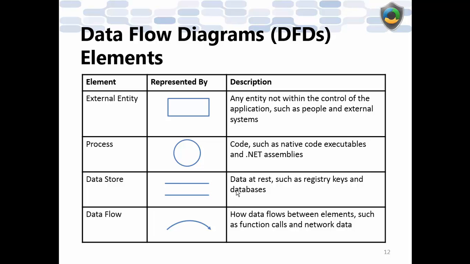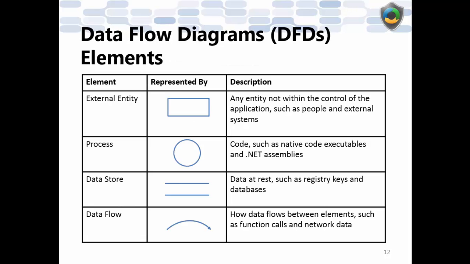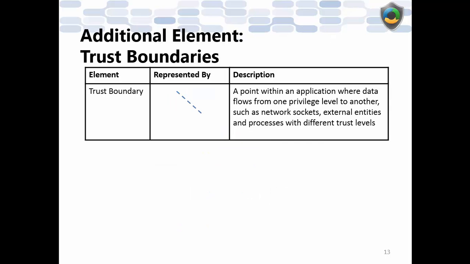The fourth element is the data flow element, and that's an arrow. It doesn't have to be curved like this, but the idea is it describes how data flows from element to element. Now we mentioned trust boundaries before. These are basically the four elements that are used for DFDs in a standard way, but Microsoft has added another element here. It's a dotted line that's used for trust boundaries. Again, these are not part of standard DFDs, but they're part of Microsoft's DFDs.